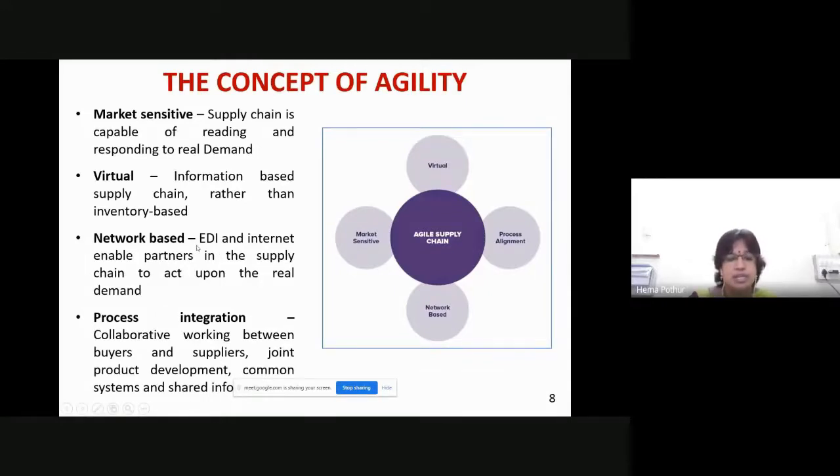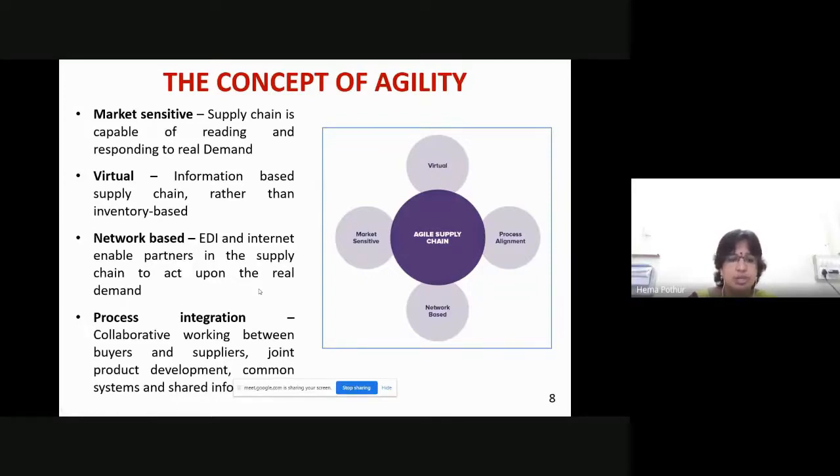And network based here is based on EDI and internet enabled partners. EDI is electronic data interchange. These partners are going to help the industry in maintaining their supply chain. This is what the actual real demand is. This real demand is dynamic in nature. It is not static, and it is not a periodic variation. It is dynamic, hour to hour or batch to batch, whatever lot is produced from one shift to another. The real demand will vary with that, with the help of electronic data interchange partners or internet enabled partners.